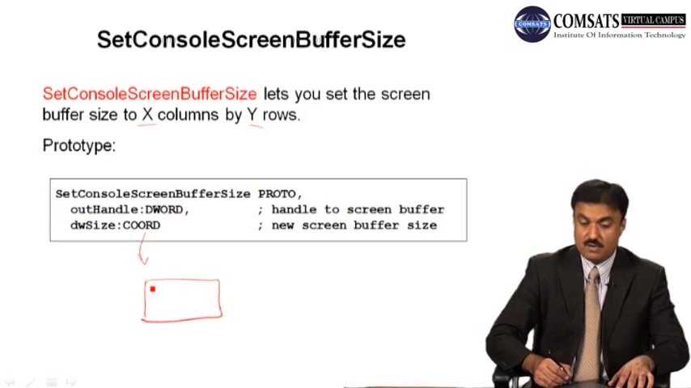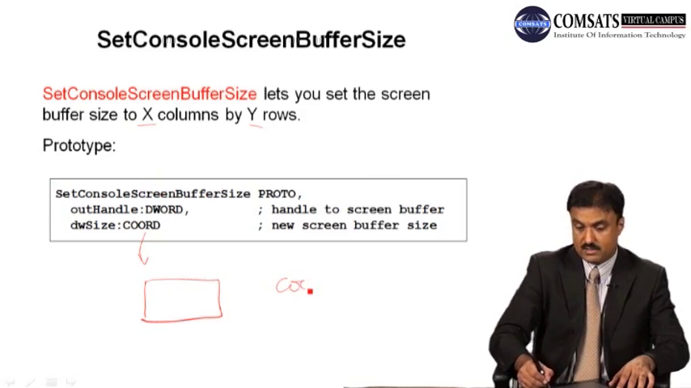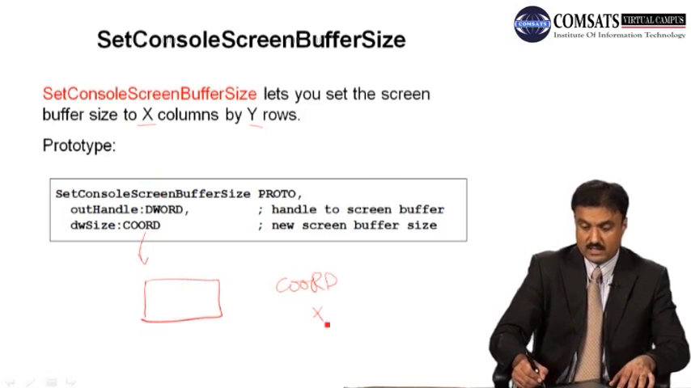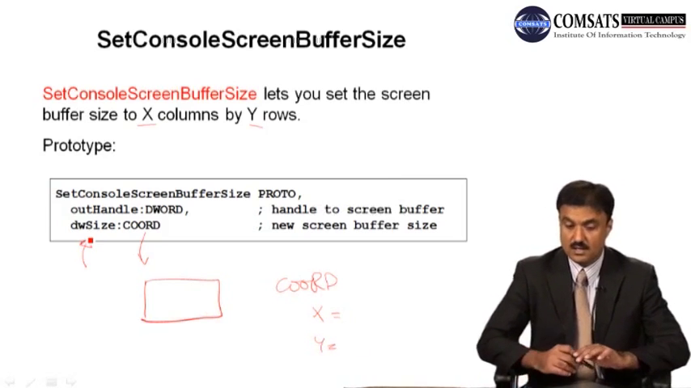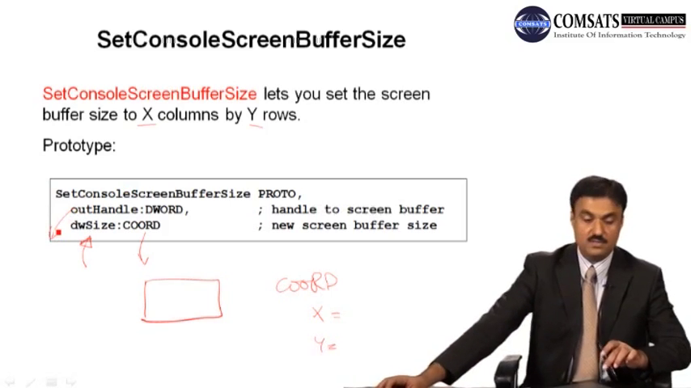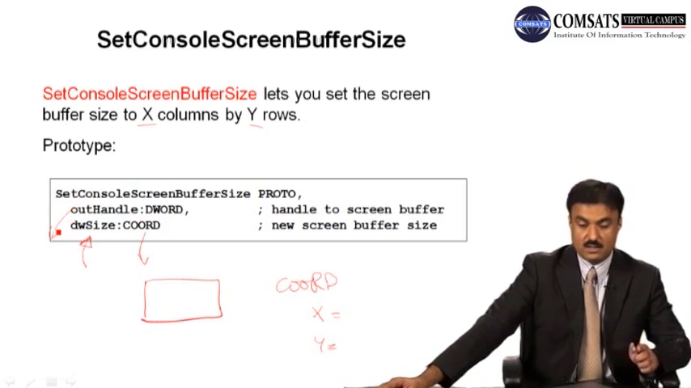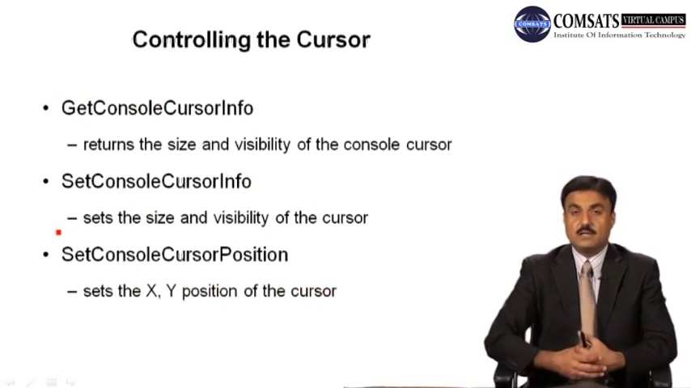So what you have to do is define the number of columns in X. We have the coordinate structure. X will define the number of columns and Y will define the number of rows, and you have to pass this information, so it will set the screen buffer size. And definitely you have to get the handle information, so this handle will be used to handle the screen buffer and so on.